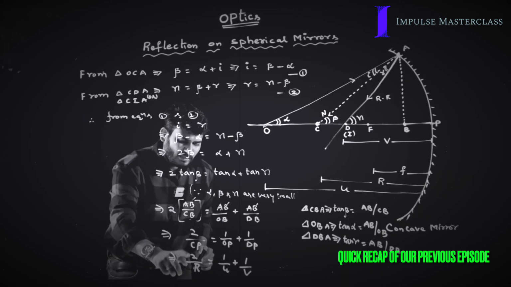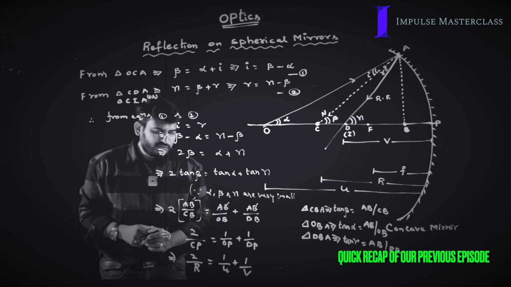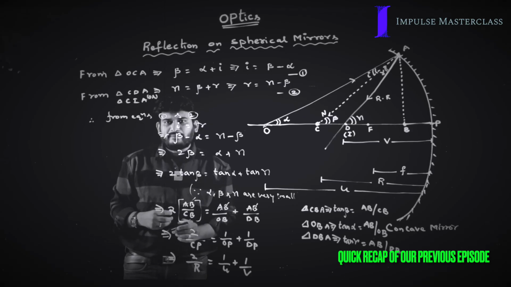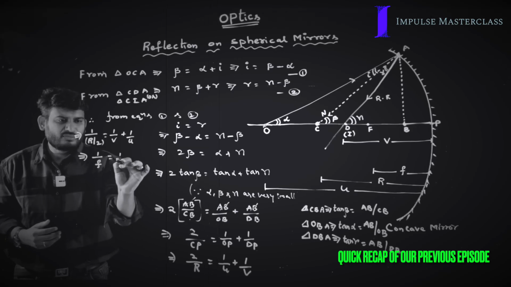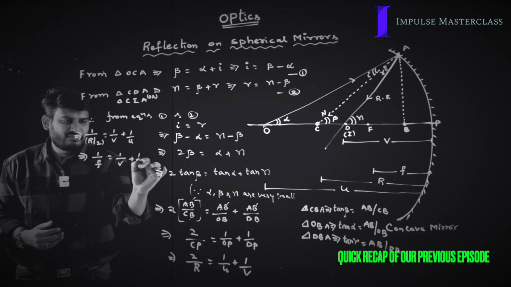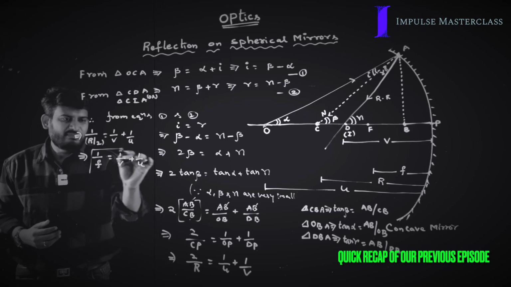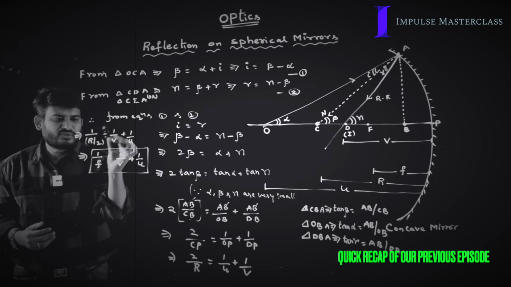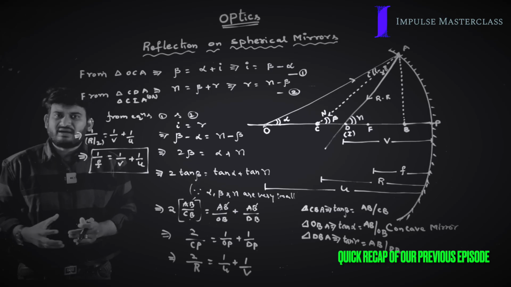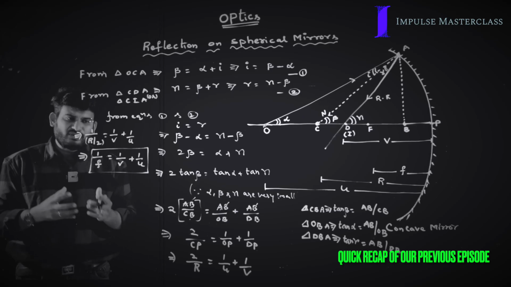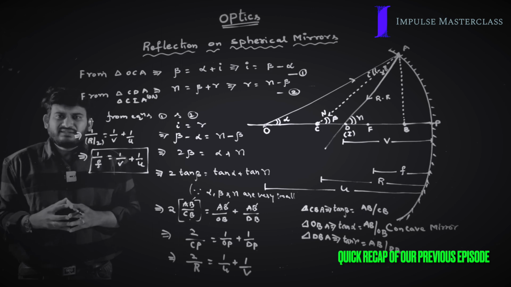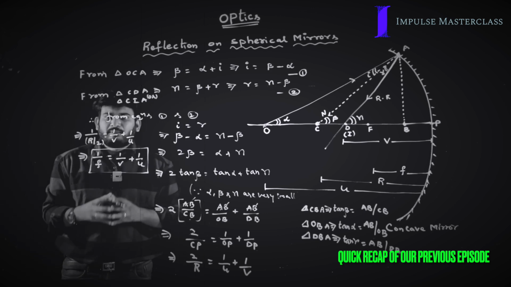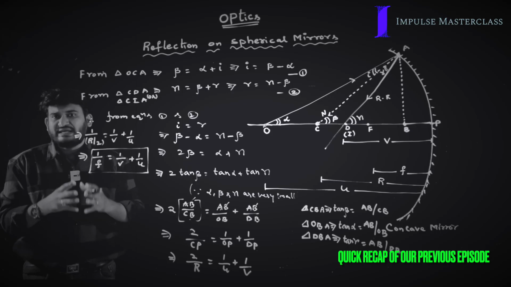So we got here 2 by R is equal to 1 by u plus 1 by v. From here we can conclude that 1 by f is equal to 1 by v plus 1 by u. So this is the mirror formula. We are going to use it to calculate the image distance, or the object distance, or the focal length of the mirror. But before calculating anything based on the spherical mirror, you must know about the sign conventions.